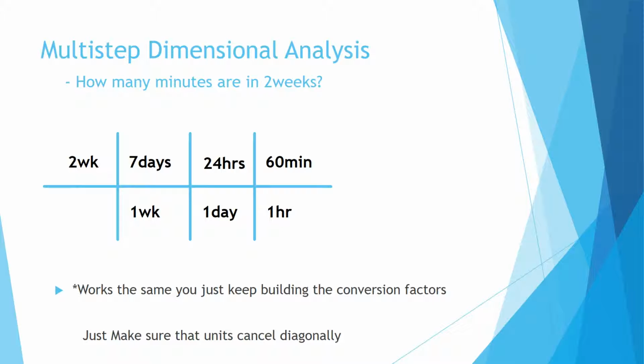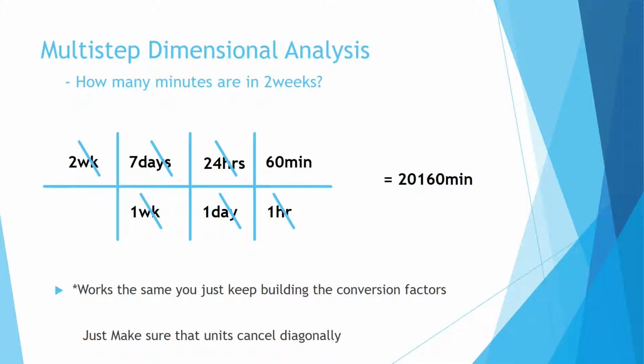So this works the same way mathematically, except I'm going to multiply everything on top together, get a number, then multiply everything on the bottom and get a number. Divide those two numbers and you'll get your answer. In this case, it will be 20,160 minutes. Now notice that my units did in fact cancel diagonally. My weeks canceled out, my days canceled out, and my hours canceled out, leaving me in minutes.